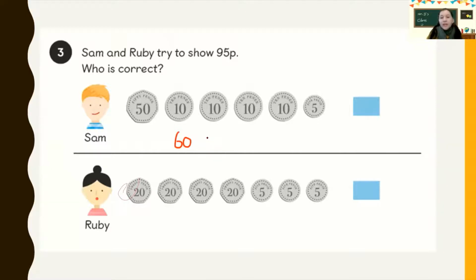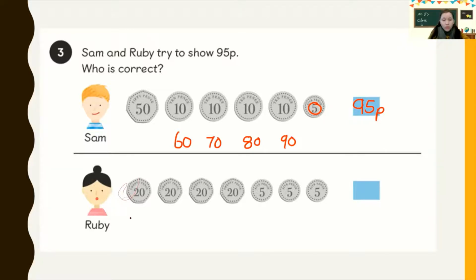50, 60, 70, 80, 90. Stop. I hope nobody said 100 then, because this is a 5, not a 10. What is 90 add 5? It is, that's right, 95 pence. 95 pence. So Sam is correct. He's shown 95 pence. I wonder if Ruby's also shown 95 pence. We need to check to see if she's got it right.